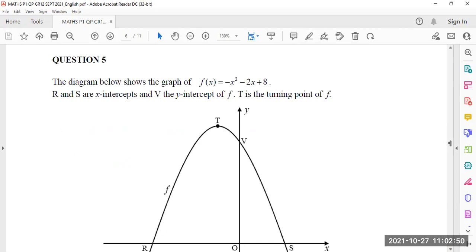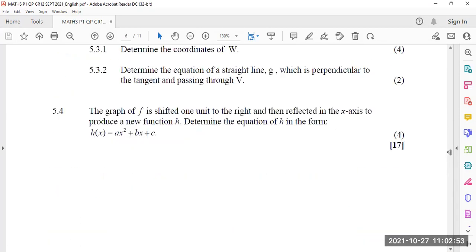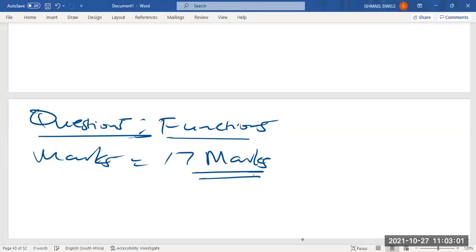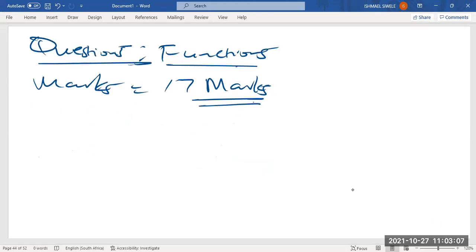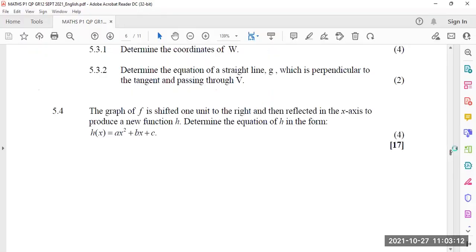So what is it that we have on here? Let me check how many marks this question has. 70 marks. So you see that question there is worth 17 marks. Okay, so let's see what we were given.